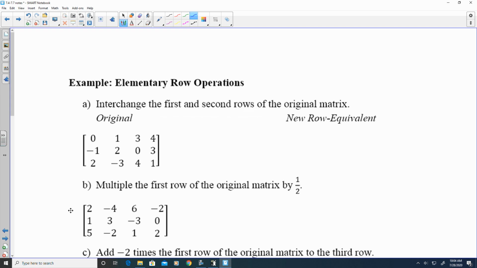So what that looks like, here's a matrix on the left side here. Let's interchange the first and second row. So the second row is now my first row: -1, 2, 0, 3. The first row became my second row: 0, 1, 3, 4, and we did not touch the bottom, so that still stays as the bottom.